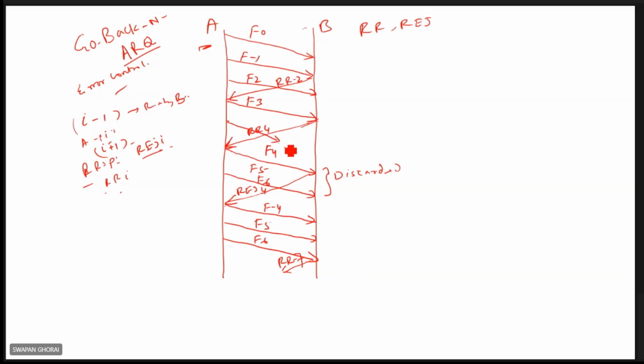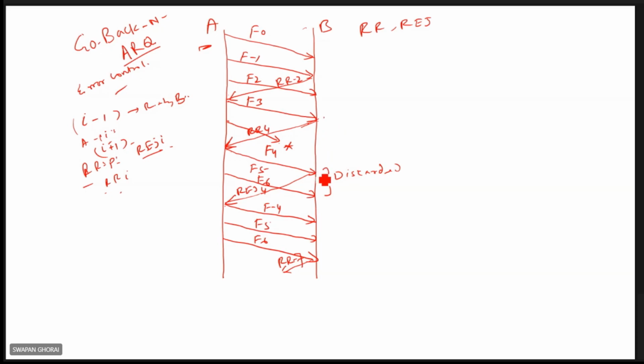Now this F4 frame is damaged. It is not received by B, but A will continue. Here also you see B again acknowledges after RR2, it acknowledges RR4. But by the time this RR4 arrives here, subsequent frames will be transmitted, even 5, 6 will be transmitted. Right, but when B receives 5, 6, the last frame received is F3.